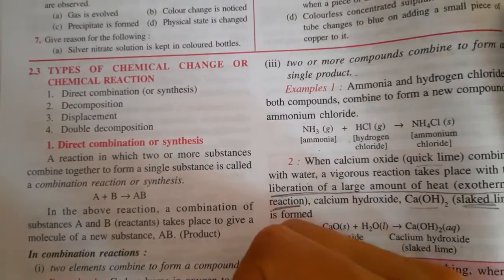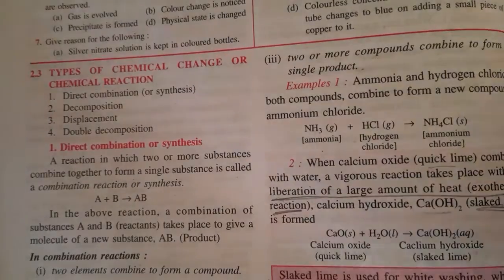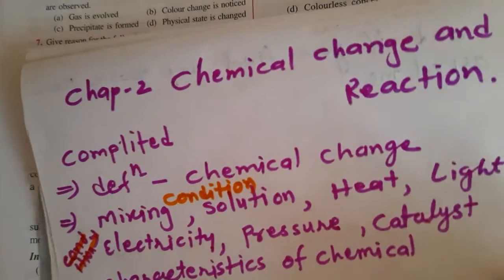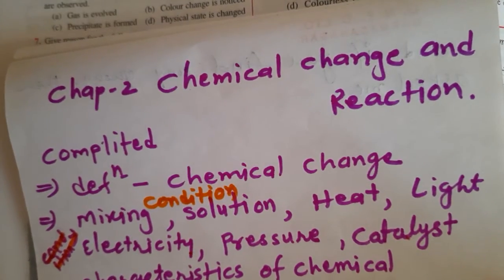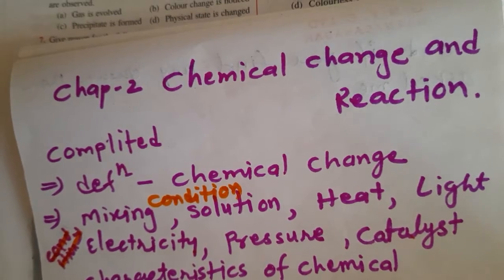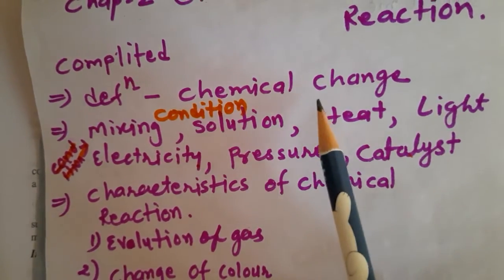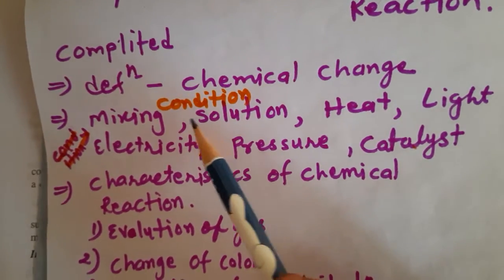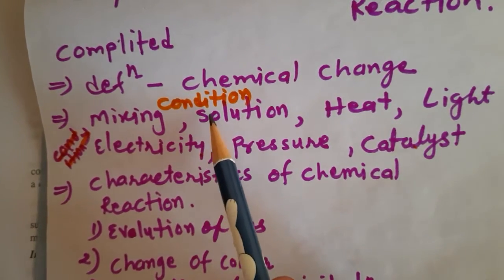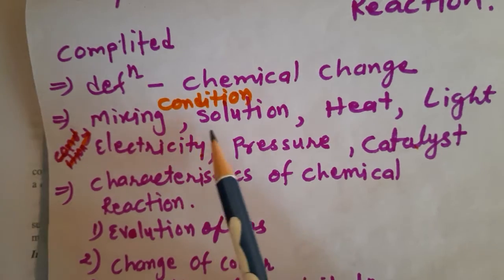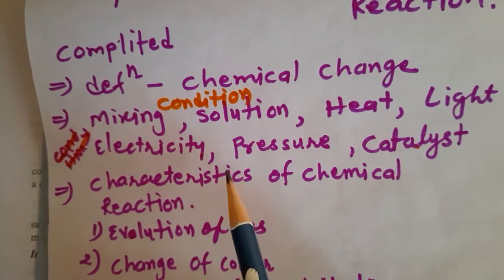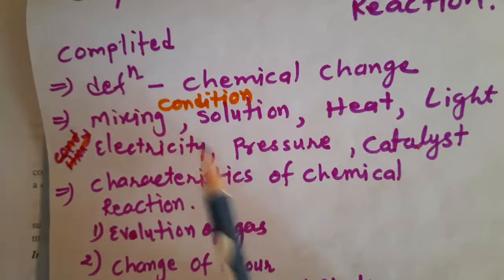Good morning, students. Let's begin our lesson number 2, chemical changes and reactions. We completed a few portions: the definition of chemical change, and the conditions for chemical change: mixing, solution, heat, light, electricity, pressure and catalyst. That we finished.